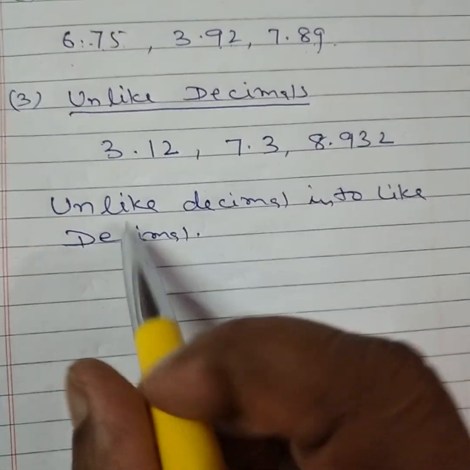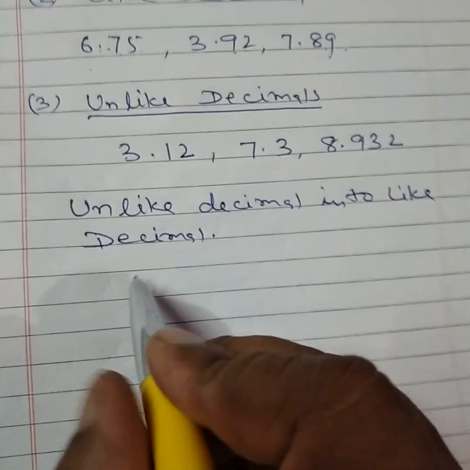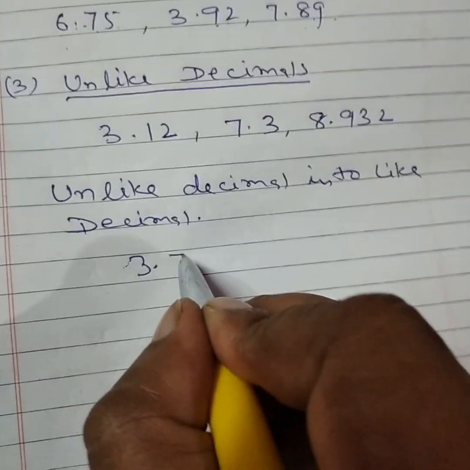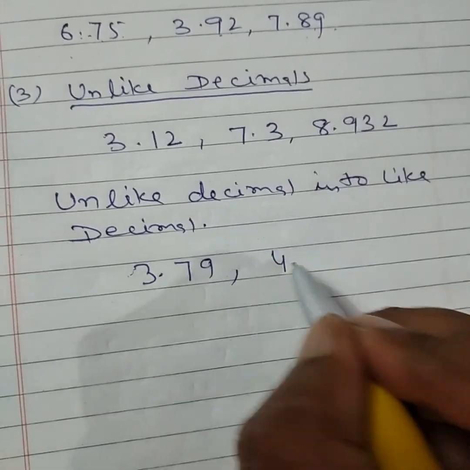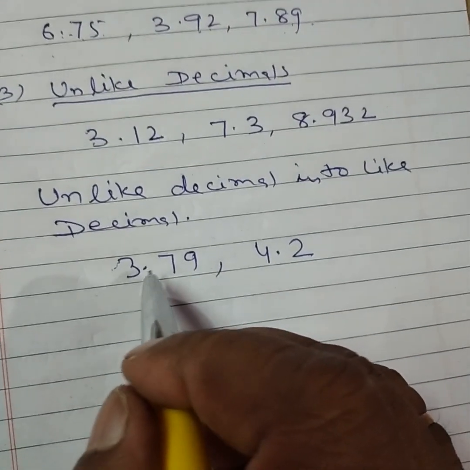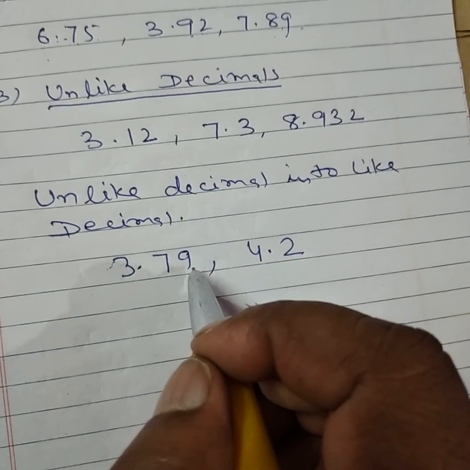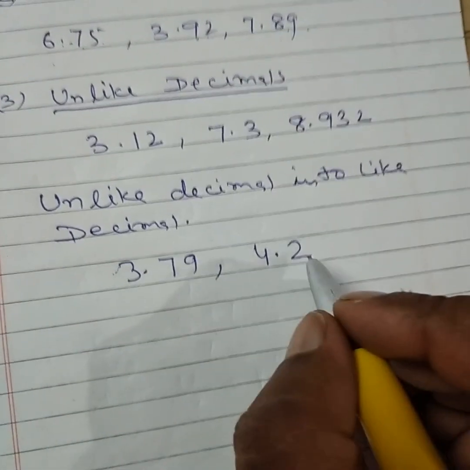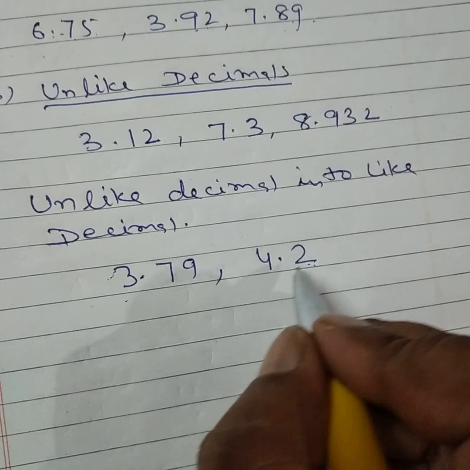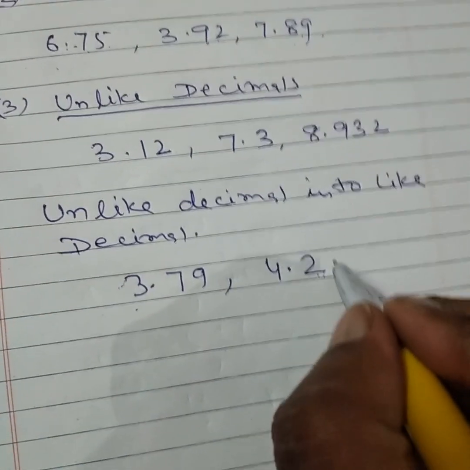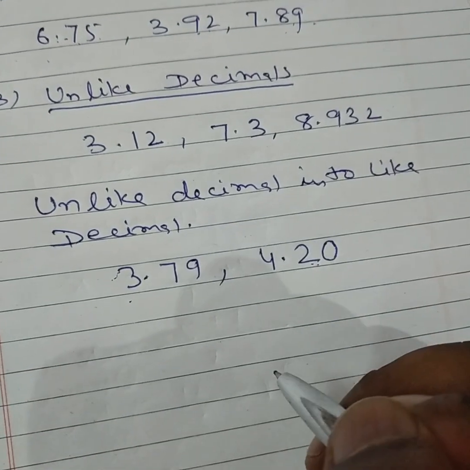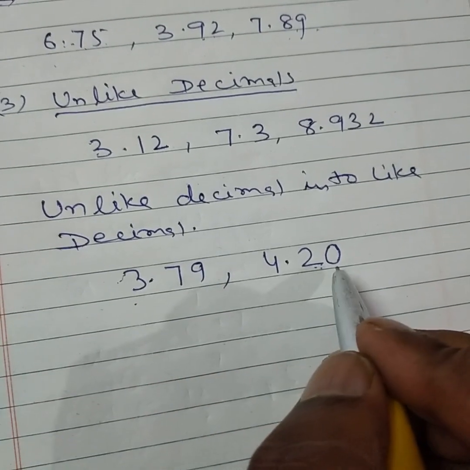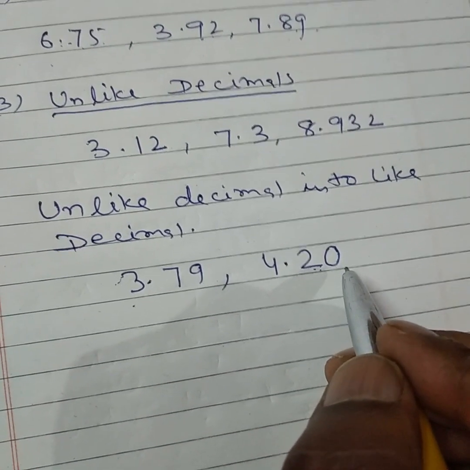Now students, we will discuss converting unlike decimals into like decimals. Suppose we have two decimals, 3.79 and another one, 4.2. In 3.79 there are 2 digits after the decimal, and in 4.2 only 1 digit. How will we make both unlike decimals into like? If we put 0 here, then after the decimal there is 1 2 and here also 1 2, so unlike is converted into like.